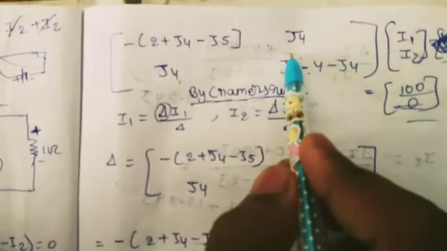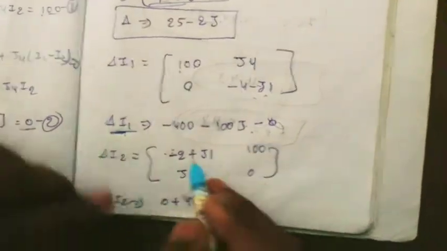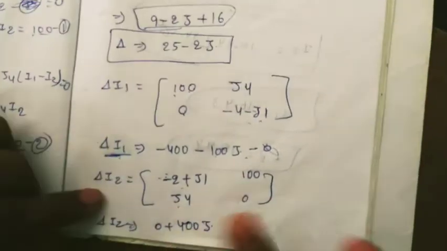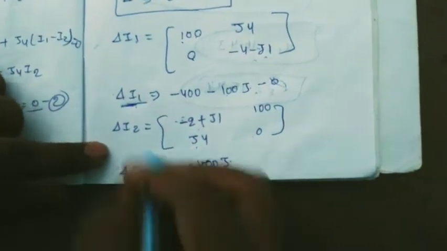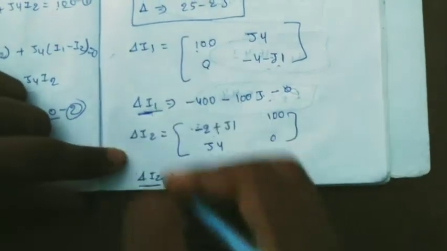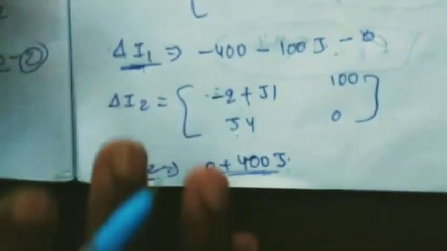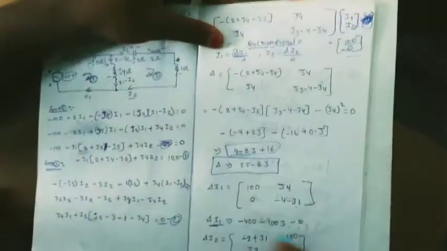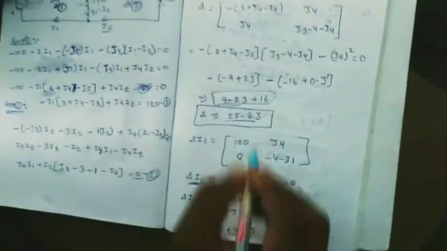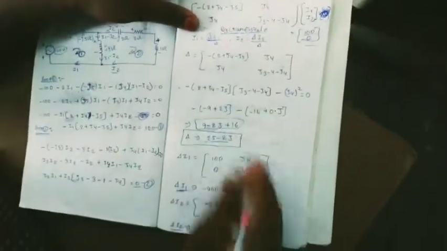For I2 also it is simple, by leaving these points, just replace these points over here. So by replacing, we get 100, 0 over here, and minus 2 plus j1 and j4 as previous. So by cross multiplication we can get delta I1 and delta I2. So simple, I1 equals delta I1 by delta. We have the delta I1 value here and the delta value also here, and as well I2 equals delta I2 by delta. So we have delta I2 and the delta value.